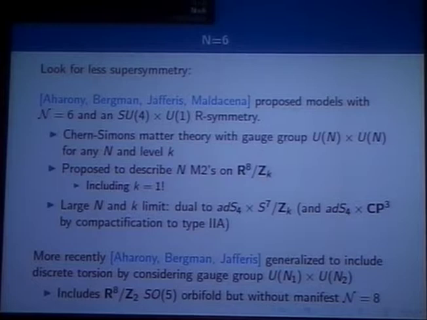One curious thing is this includes this R8 mod Z2 SO(5) orbifold that is the candidate for what the N equals 8 theory describes. But, of course, they don't have manifest N equals 8. So it's a curious state of affairs as to whether or not these two theories are dual to each other or whether one of them doesn't really describe M2 branes on R8 mod Z2.